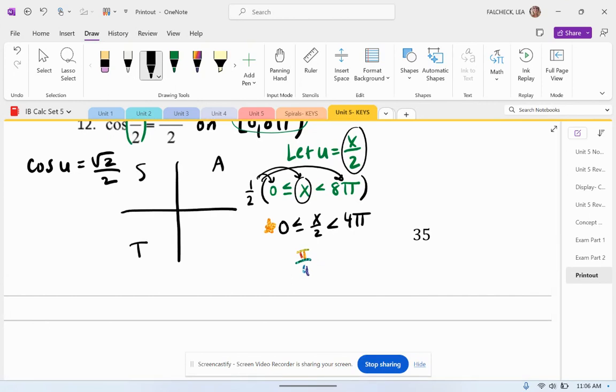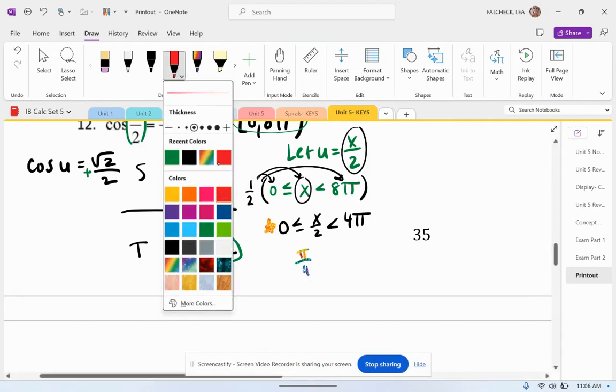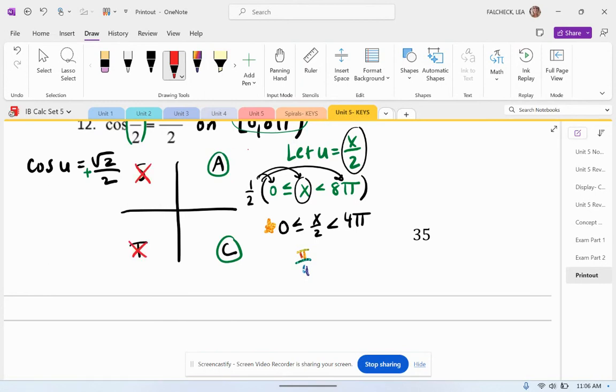All students take calc. The sign of this guy is positive, so I only want the quadrants where cosine is positive. I am not going to quadrant 2 or 3. I have a reference angle of pi over 4. So pi over 4 in quadrant 1 is just going to be plain old pi over 4.